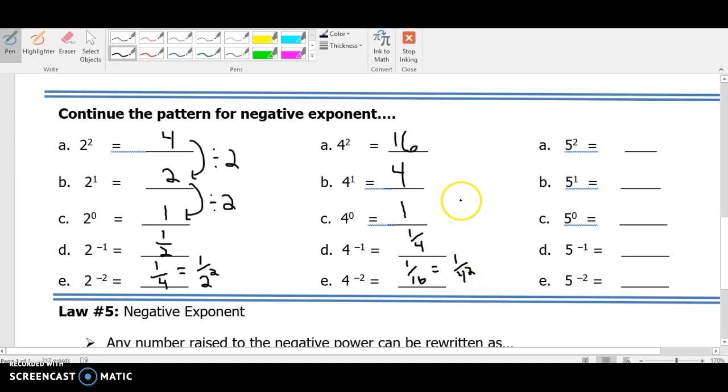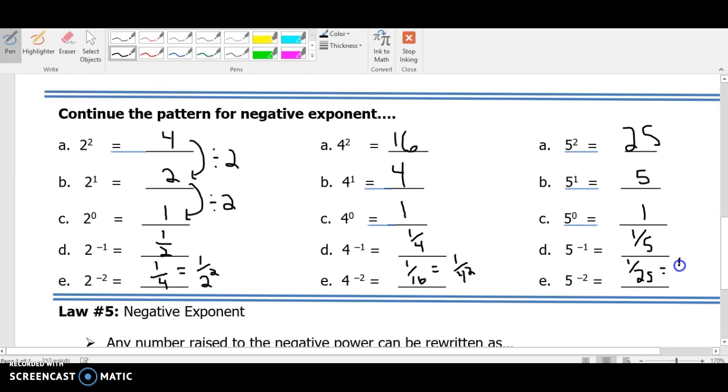All right, so it makes sense, following that same pattern, dividing by 4 each time. Same thing over here. I'm going to have 25, I'm going to have 5, I'm going to have 1. When I put this in the denominator, I get 1/5. And then I'm dividing by 5 again. I get 1/25, which is the same thing as 1 over 5 to the second.